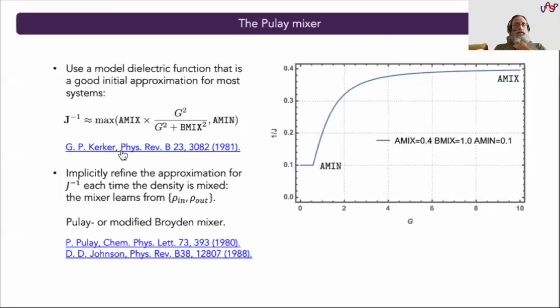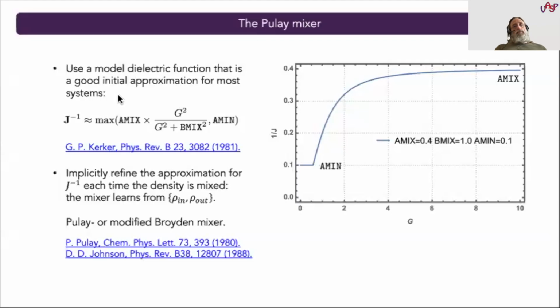And that's taken from the work of Kerker on density mixing. So epsilon to the -1 or j to the -1 is given by this model. You see it depicted here. Yeah, so A min is this little bit here, and then there's a dependence on the wave vector of the charge density. Yeah? So components of the charge density in reciprocal space. And there's a linear mixing factor here, that's this A mix. So these are, by the way, the defaults that VASP uses for this function.